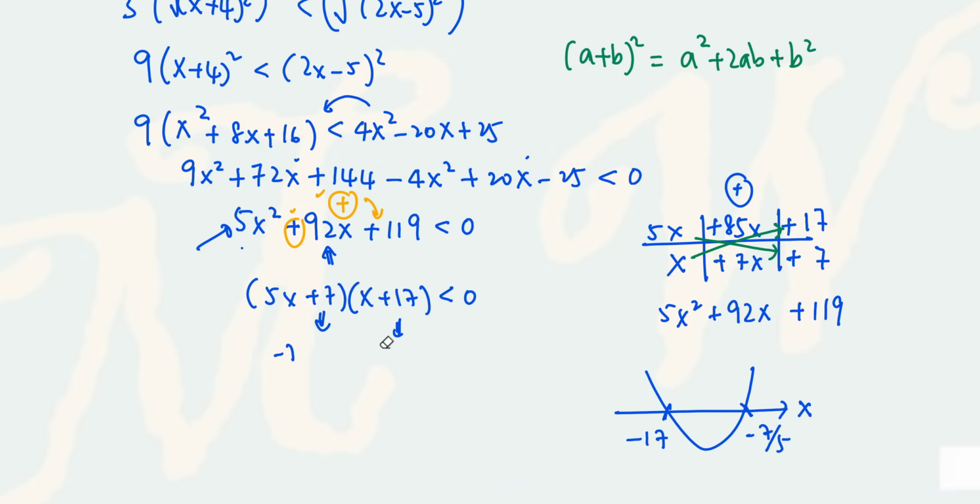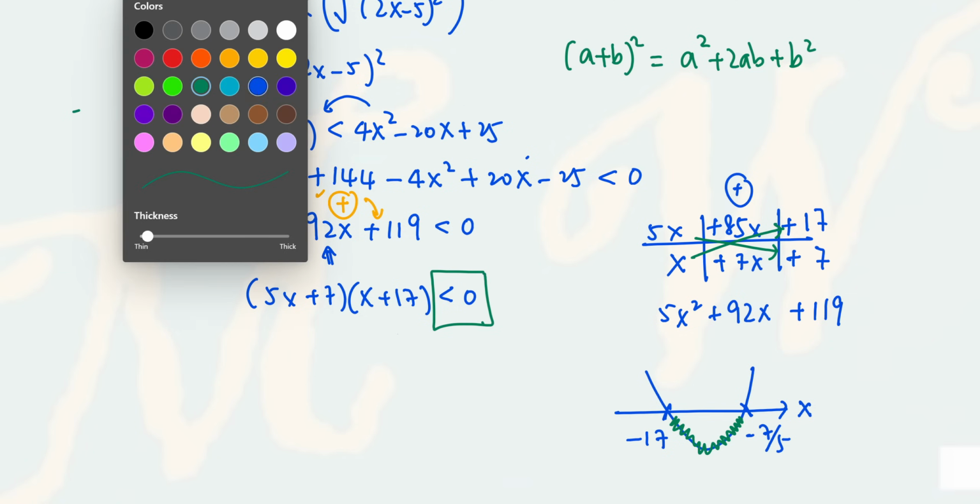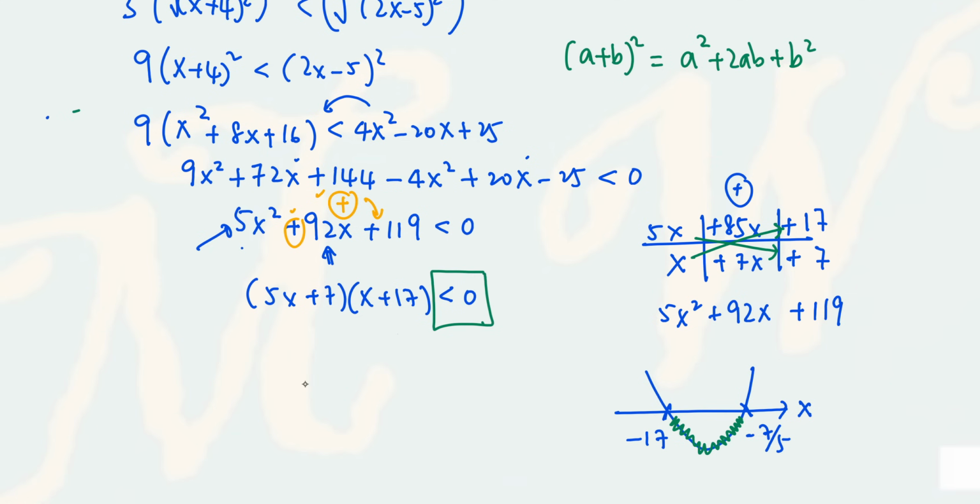Okay, now you need to write the answer based on this inequality. Because of less than 0, that means it will be negative values. So negative values means the graph will be below the x-axis, which is the shaded region over here, which means I can accept any of the values here. That means your x values, or your solution, is going to be in between minus 17 and minus 7 over 5. So this will be the solution of this question.